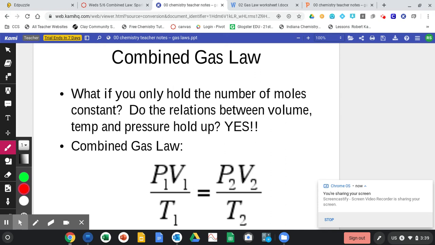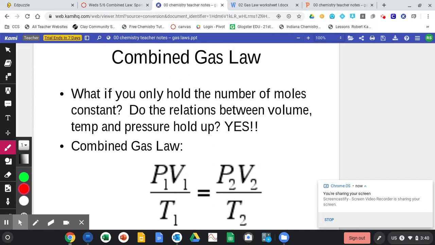Hello. Today we're going to cover the combined law. What does that combined law mean? It means that if you take Boyle's, Charles, and Gay-Lussac's law and squeeze them all together, will the relationships still hold up? In other words, can you change three variables instead of two variables? And the answer is yes. Notice we are still holding the number of moles constant. So we're still dealing with sealed containers of gases here.